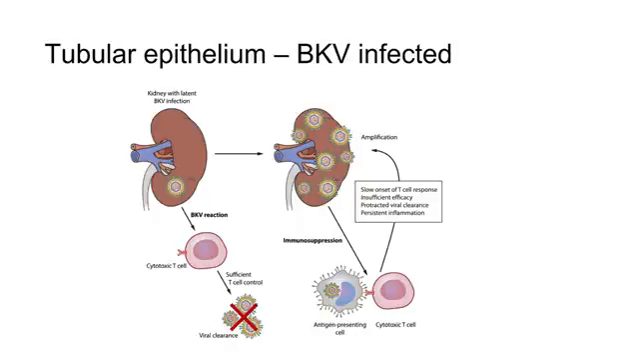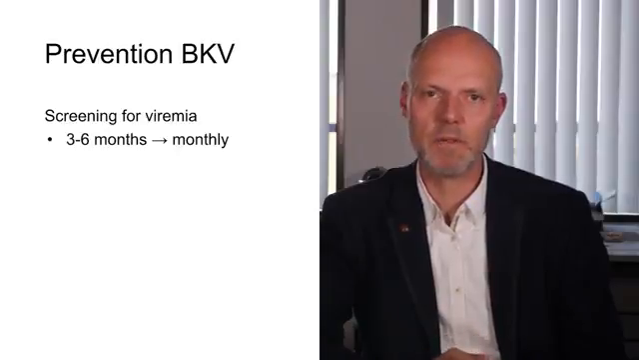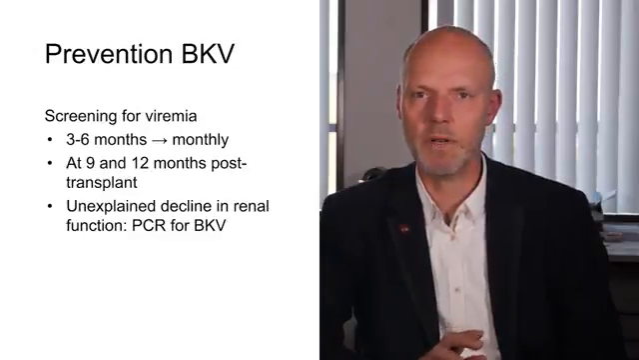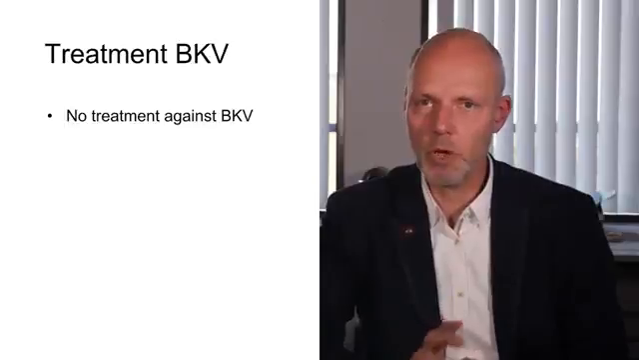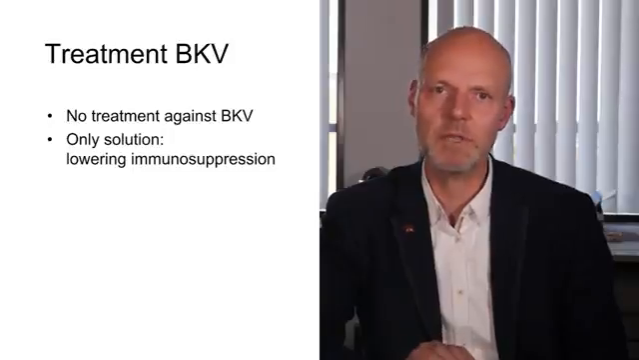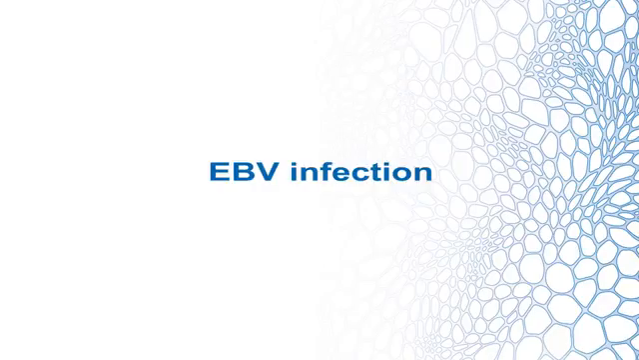Most cases that occur within the first year of transplantation are associated with pronounced immunosuppression and can lead to up to 50% of graft loss. Therefore, guidelines advise monthly screening for viremia for the first 3 to 6 months and then every 3 months during the first year. Any unexplained decline in renal function should prompt PCR testing of blood for BK virus. As there is currently no effective antiviral therapy, prompt lowering of immunosuppression, especially of anti-metabolites such as mycophenolate mofetil, is the only strategy to enable viral clearance and prevent further progression to PVAN.